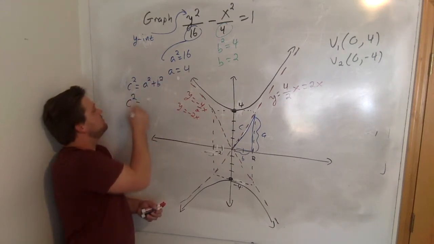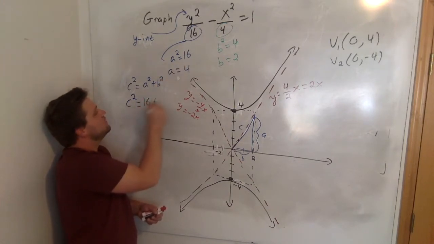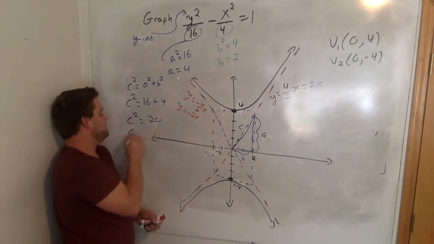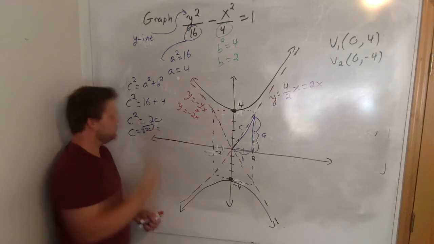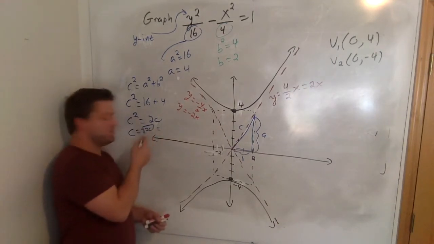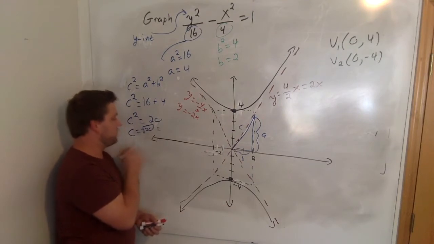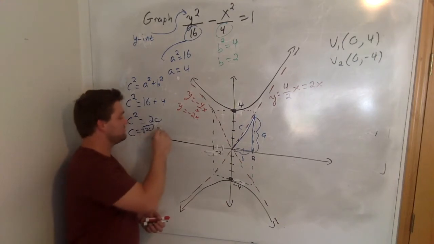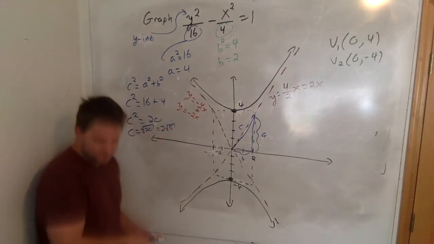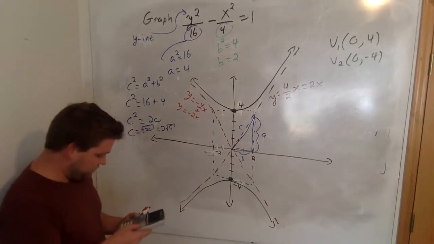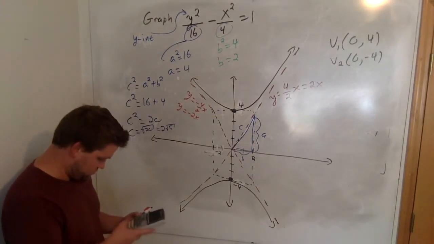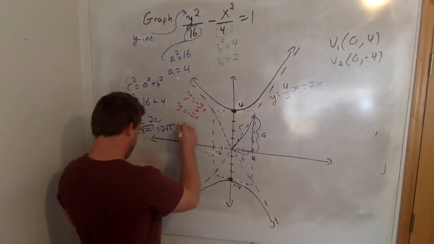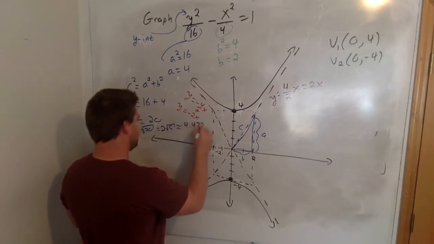So here, c squared, well, our a squared is 16. Our b squared is 4. So we'll have that c squared will be equal to 20, or c will be the square root of 20. I guess if you want, you could clean up this root. 20 is 4 times 5, so it'll be the square root of 4 times the square root of 5. Square root of 4 is 2. So it's the same thing as 2 root 5 if you'd like. So let's see what that roughly is. Roughly 4.472.